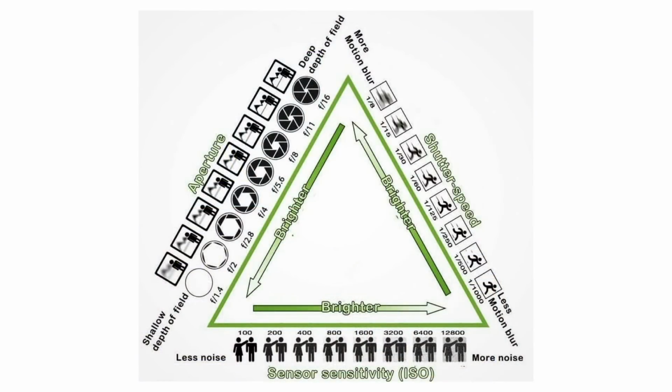So here's that triangle I was showing you earlier. I think I just found this on Google Images. You can find it online if you want to. It shows you the relationship between aperture, shutter speed, and ISO, and how it affects the image.